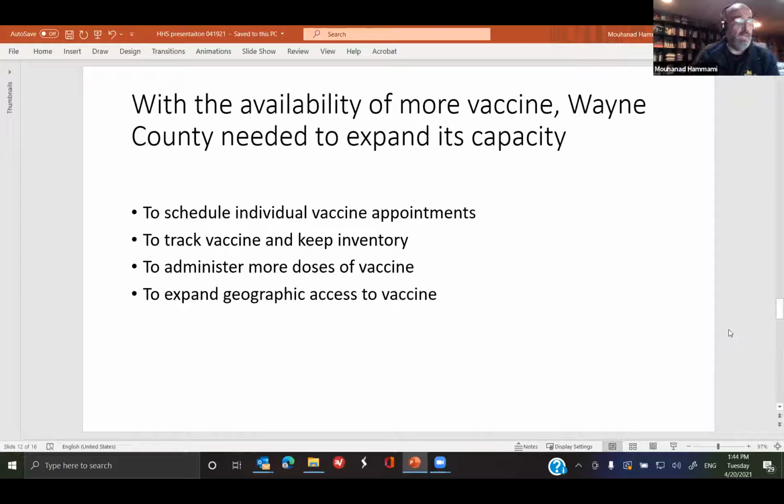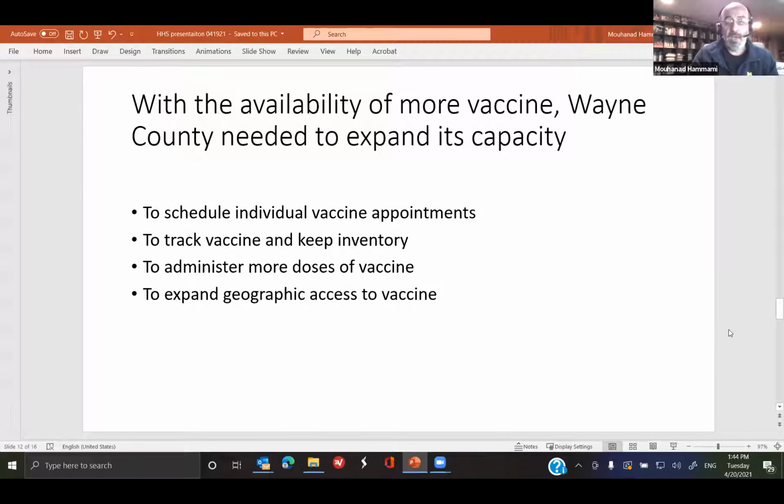So we knew that we needed to have a robust scheduling system that can offer appointments. We heard about the challenges that many of our county residents, and specifically the seniors, had in getting vaccine appointments by going online. We also needed a system that can track our vaccine and keep the inventory of doses that are administered and doses that were remaining. And also we need the capacity, the manpower to administer more doses.